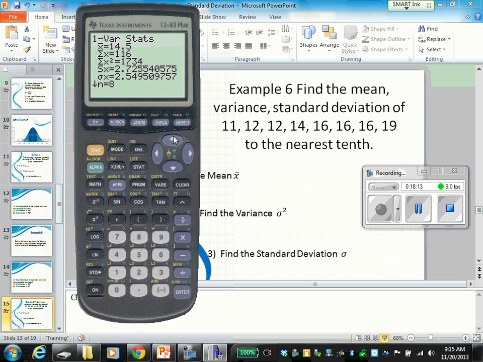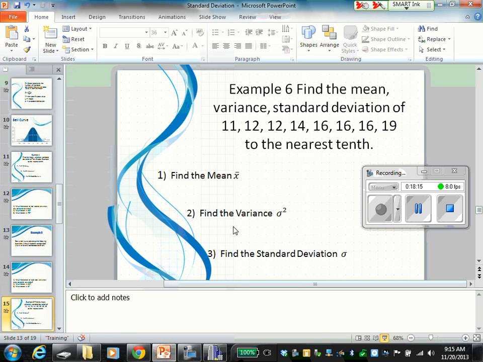So for our purposes here, we know the mean is 14.5. Does it make sense that our average is 14.5? Yeah, it's close to the middle. You with me? We know the standard deviation rounded to the nearest tenth is 2.5. How do I figure out the variance? Square it, which would be 6.25. So there's your 3 answers. Okay? Questions on that? Easy enough?